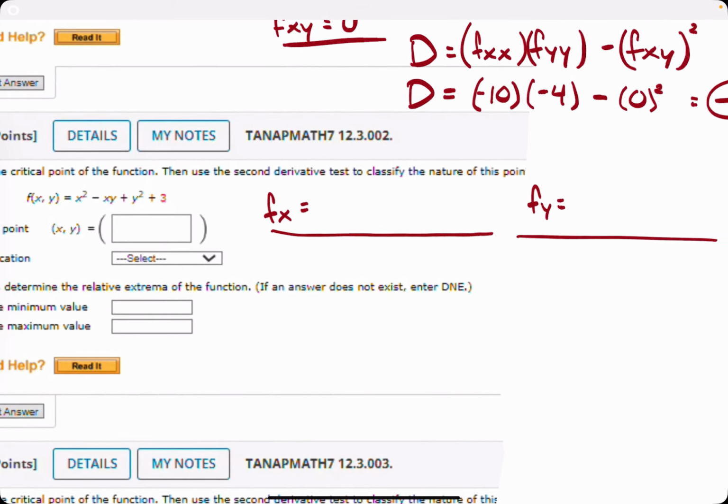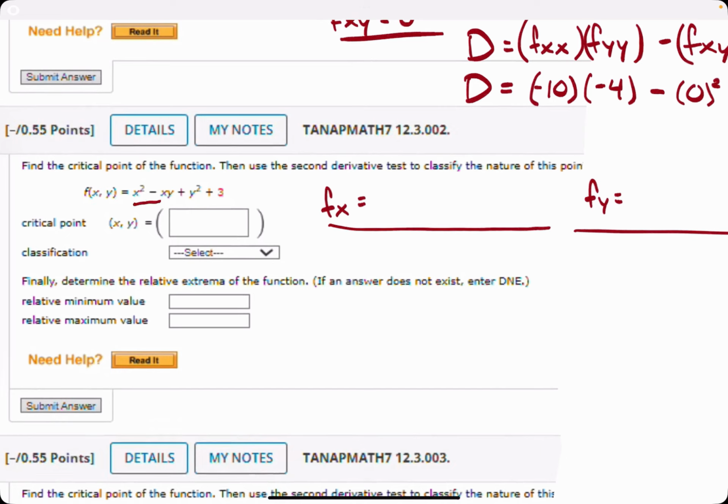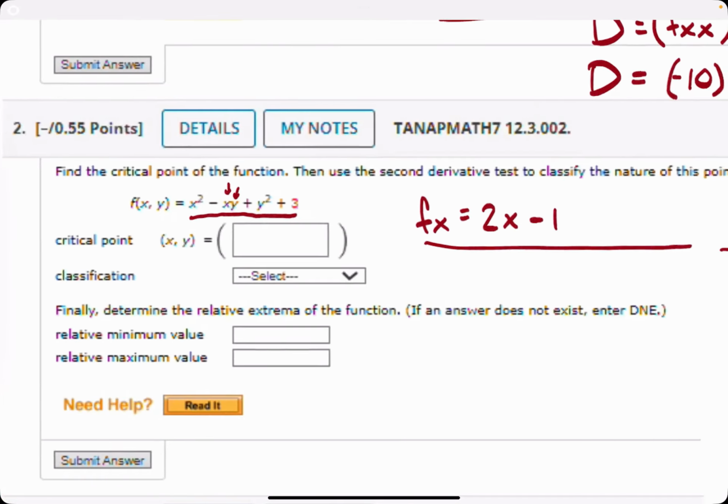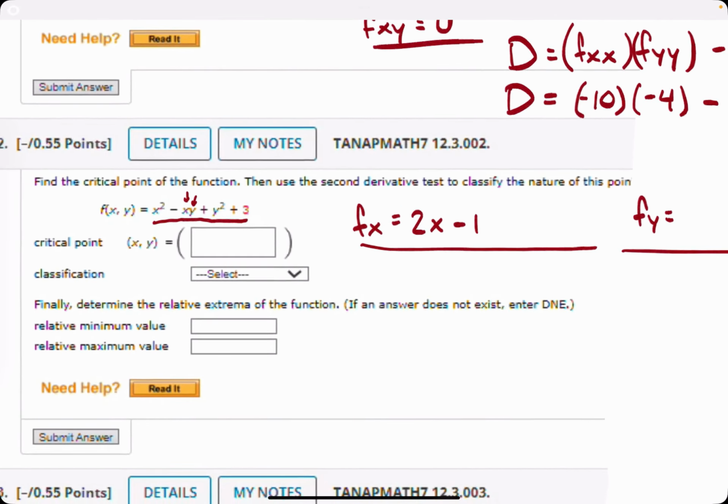So fx, the derivative of this with respect to x would be 2x minus xy. So x right here goes to 1, so minus 1, but the y was attached to the x. So it stays attached to the derivative of x, which is just 1.